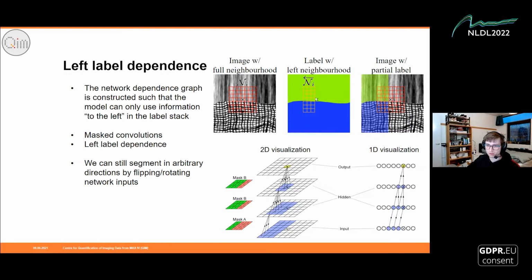So let's say we're just focusing on this pixel with a black cross. This pixel, when we're segmenting it, is only allowed to see information which is to the left in the label. If it sees the same pixel in the input label, well, then the segmentation task is trivial. It's just computing the identity. But if we make sure that every pixel is only able to see label information to the left, well, then the network will have to learn something.